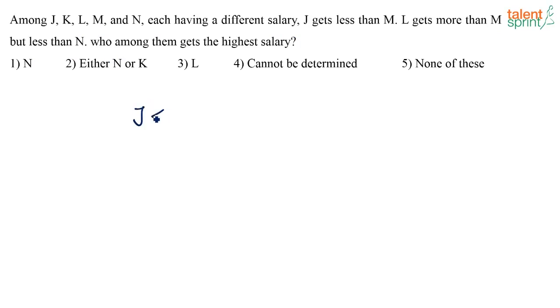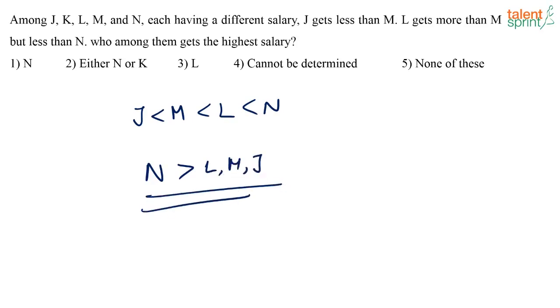J gets less than M. So J gets less than M. L gets more than M, but less than N. So basically, N is getting more than L, M and J. So this is what I understand from the given information. Now they are asking who is getting the highest salary.